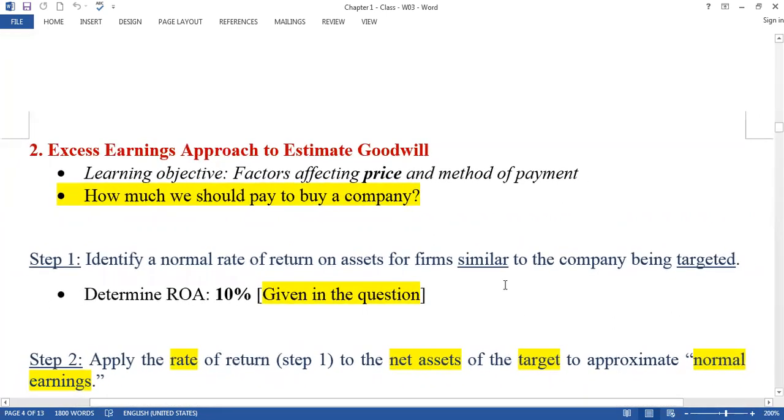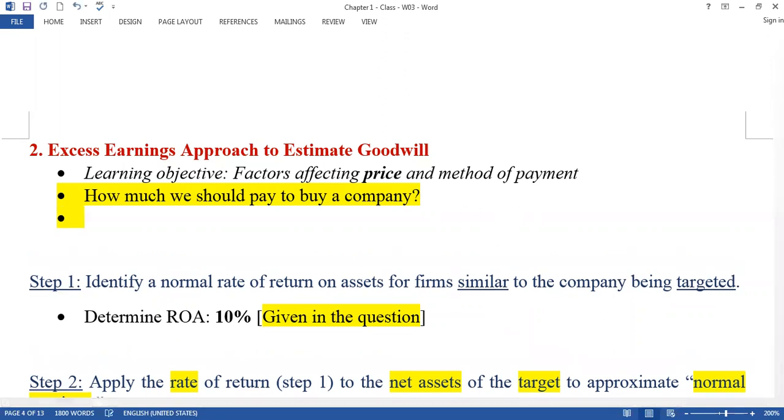So we are going to continue our first chapter. That means we are going to learn how to determine the price of a target company. So you are targeting to buy one company, then you should do some calculation by yourself. What should be the price? Do you understand? Now, can you remember what is the formula? How to determine the price?